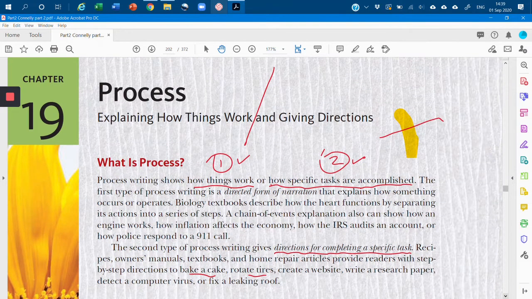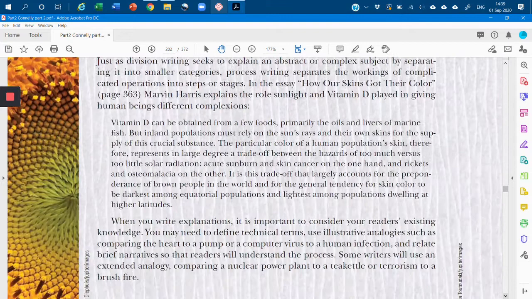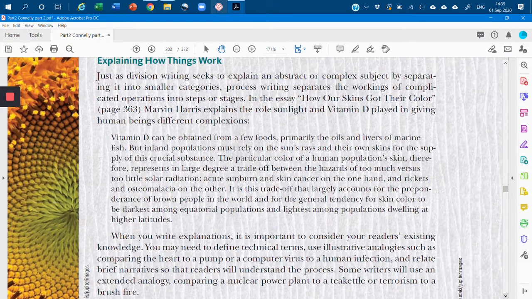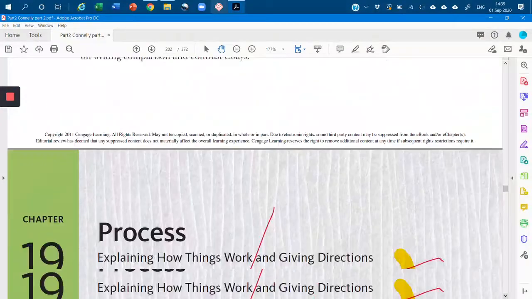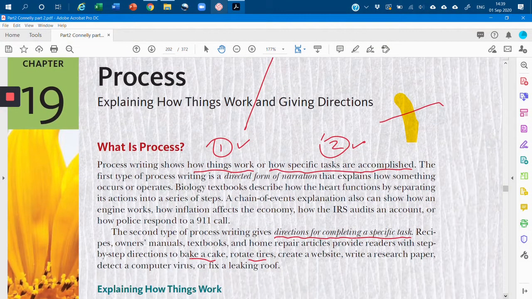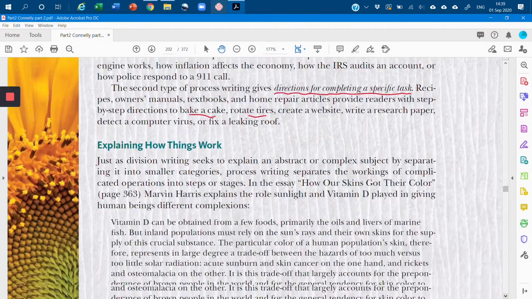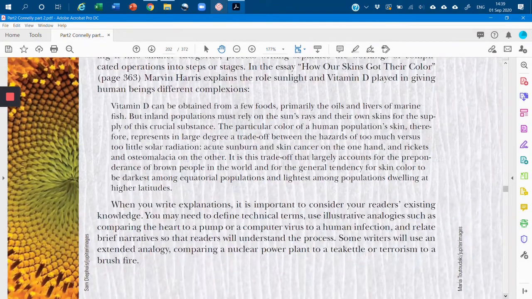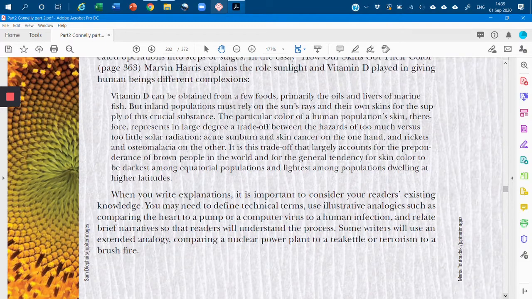So as we move down, you see explaining how things work. You can see how things work according to the example that they give you here. I want you to read through chapter 19 by yourself. I just want to go over the main points here so that you can work on your own. So they give you an example here. You can have a look at it.